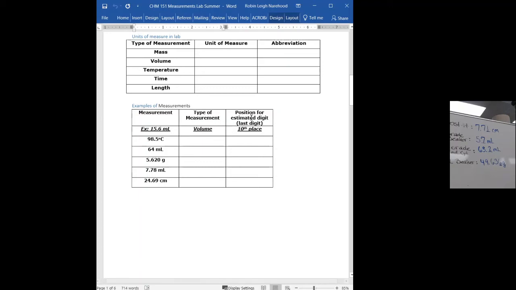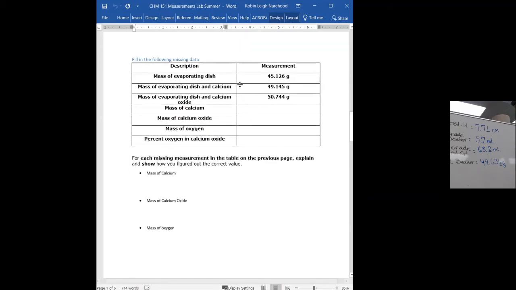And then the next column, what position for the estimated, that's the last digit. Whenever it's a measurement, all of these are measurements. Whatever the last digit is, that last digit is going to be the estimated digit. So you name that position. So don't say 6. That 6 is in the 10th place. So what goes there is the name of that, the numerical name. So just as a review, 10's place, 1's place, 10th, the next would be the 100th, 1000th, 10,000th. So that's the information that would be there.